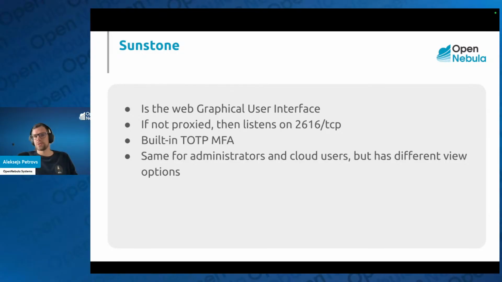So, if it's not proxied, right? Out of the box, this one is going to listen on port 2616. Now you can install a reverse proxy and then make it listen on 443 with your appropriate TLS certificate and so on and so forth. But originally it is 2616.